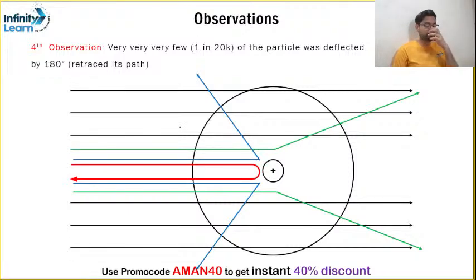Because the positive and positive will repel each other. Okay, clear? Second thing, and since most of the alpha particles are going straight, it simply means what? What is the conclusion of this? That the atom is completely hollow or completely empty, and its mass is concentrated at one particular center that he named as nucleus. Is that thing clear?